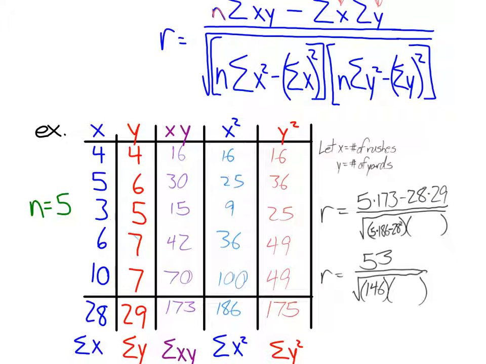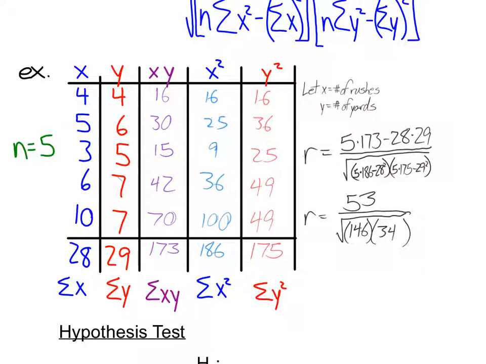Okay? So now we're plugging that in. N times the sum of the y squareds minus the sum of the y's squared. So 29 squared. And what do we get there? 34. 34? Yeah. Okay. So now we have something a little bit more manageable that we can plug into our calculator. So at this point, what do we end up getting for r?